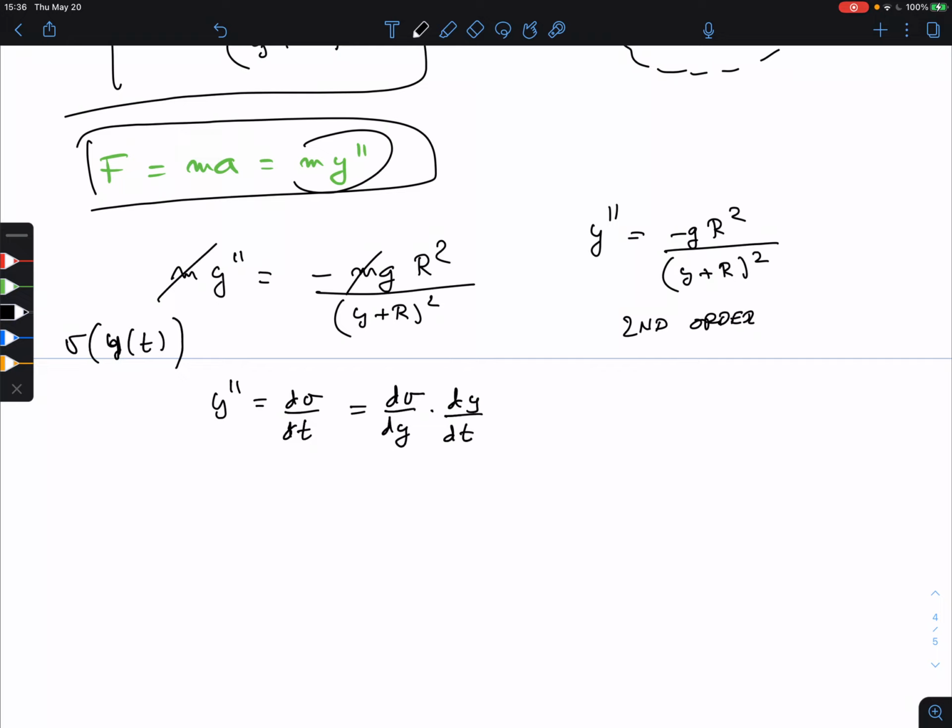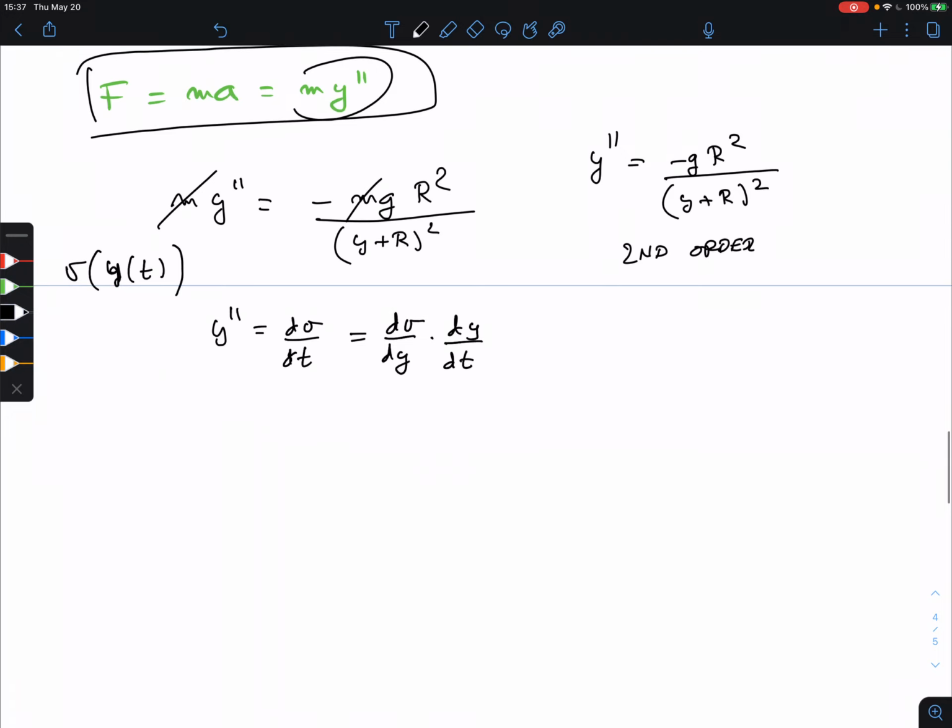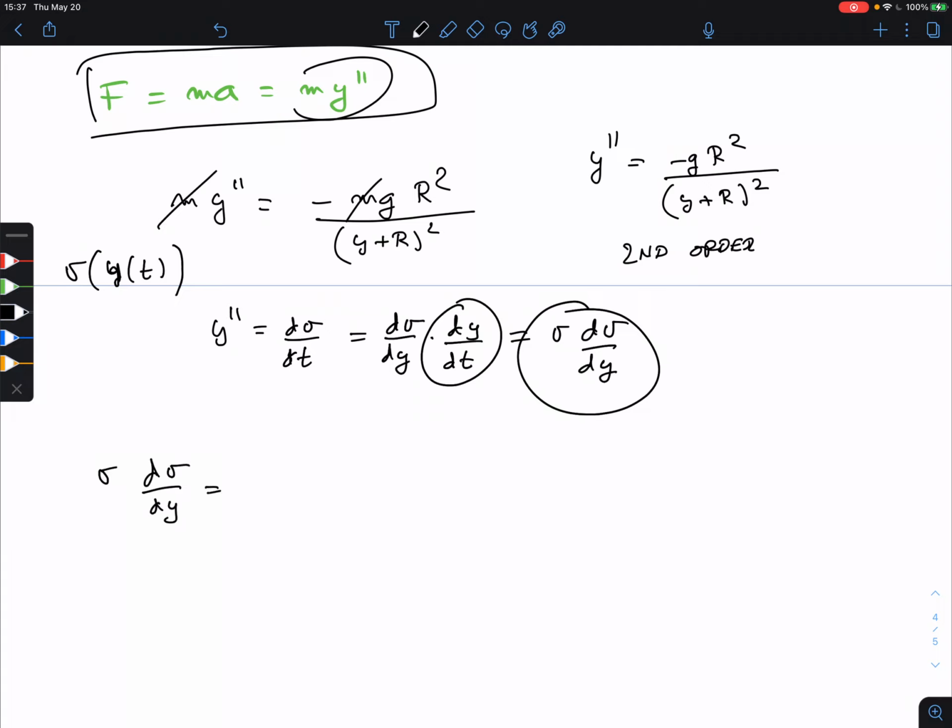Another way of saying that is we can pretend that these guys here cancel out. Again, this is something from calculus, so I'm not going to dwell too much on that. Why do I do this? Okay, dy dt is v, that's just v. So we get this formula. What does this mean now? In other words, I can replace y double prime by this quantity. So v dv dy equals minus g r squared over (y plus r) squared.